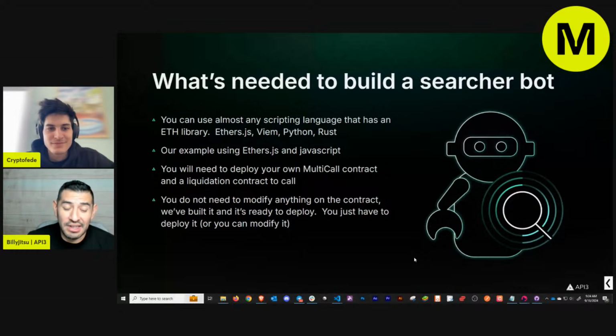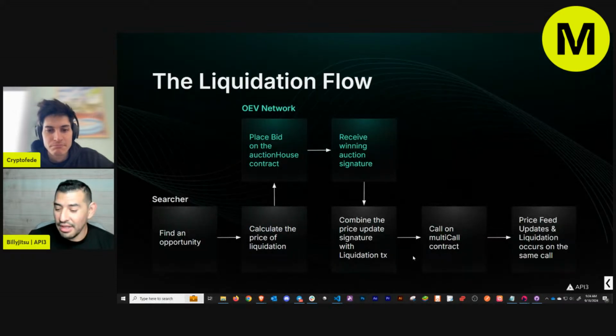Basically it's the contract for the liquidation contract to call on. You don't need to modify anything on here. It's already ready to go, so you can just literally use it from the fork. So let me cover the liquidation flow. Let me just go ahead and get rid of this thing here. I don't think I need to draw on the screen anymore.